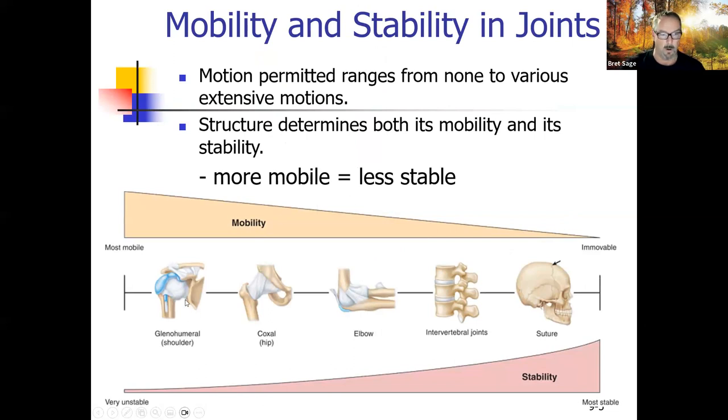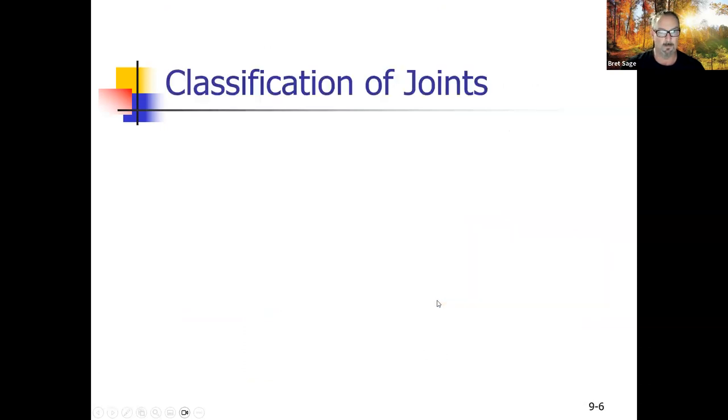So, for example, very mobile would be your shoulder joint. For example, someone throwing a ball or a pitcher. Lots of mobility, but not as strong, can be easily dislocated. More stable would be your hip, even more with your elbow. And the most stable, but least mobile, would be the sutures between the skull bones.